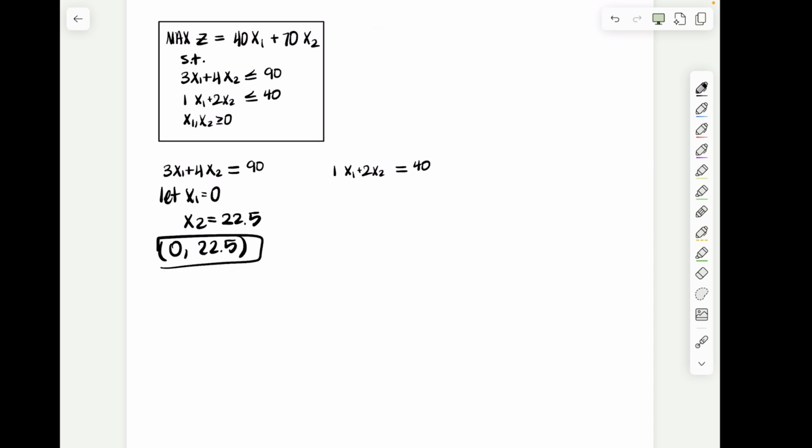So this is only 1 point for this line. We need 2 points. So we let x2 be equal to 0. So if x2 is equal to 0, this cancels out and we're left with 3x1 is equal to 90. So to get x1, we divide by 3 on both sides, and we get that x1 is equal to 90 over 3, which is equal to 30. So our second point is x1 is 30 and x2 is 0.